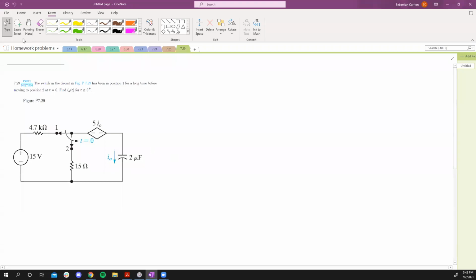All right, 7.29 says the switch in the circuit has been in position 1 for a long time before moving to position 2 at time equals 0. Find i0(t) for t greater than 0. Okay, so, time less than 0.